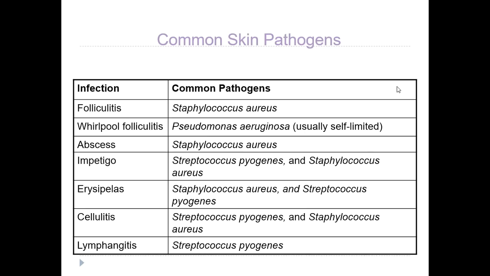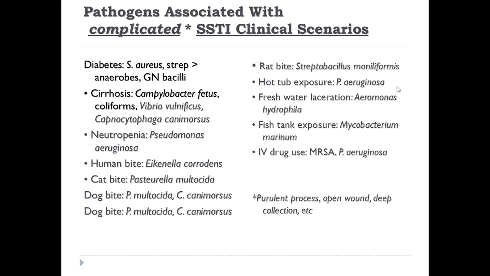So these are the common skin pathogens. You can read this chart later also. If you look at this chart more closely, most of the infections are due to staph or streptococcus. Only in a patient with a particular kind of folliculitis, which is from a whirlpool, there is Pseudomonas. Otherwise, most of the skin infections are due to streptococcus and staph, unless the patient has a nosocomial skin involvement, which we'll discuss later. So these are the pathogens.